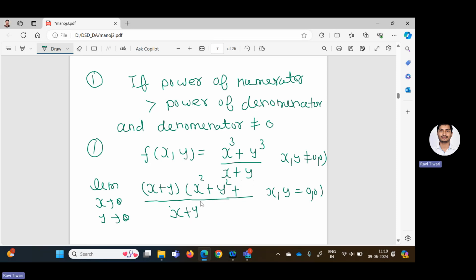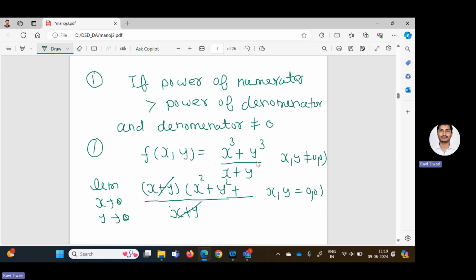So if I cancel out x plus y with x plus y, this is not the correct approach, because x is tending to 0 and y is tending to 0, and we would be cancelling out 0 by 0. You might think you will then get a finite limit, but this is not the correct approach, because we cannot cancel out 0 and 0. So applying the a cube plus b cube formula here is the wrong approach.